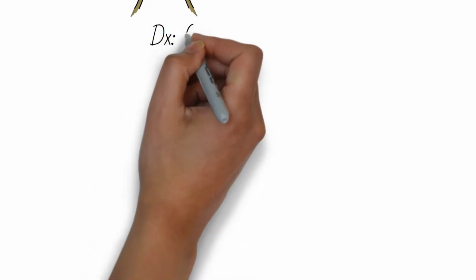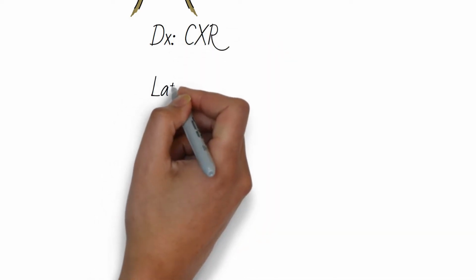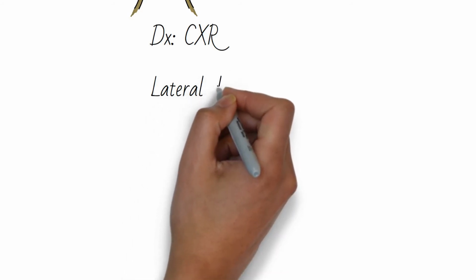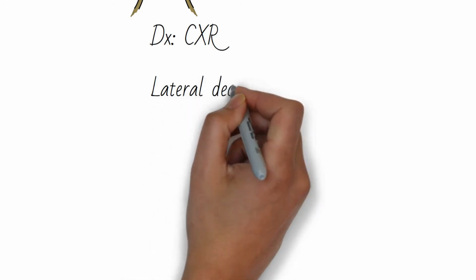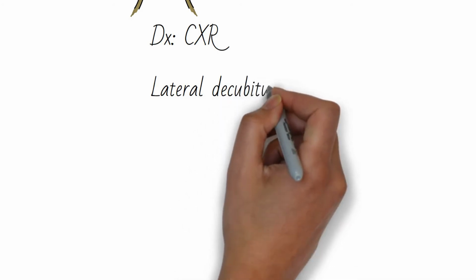Diagnosis starts with a chest x-ray. Lateral decubitus x-ray can be helpful as fluid is gravity dependent and may move with position. Ultrasound may also show fluid in the pleural space. It can be more sensitive than x-ray and show much smaller amounts of fluid.